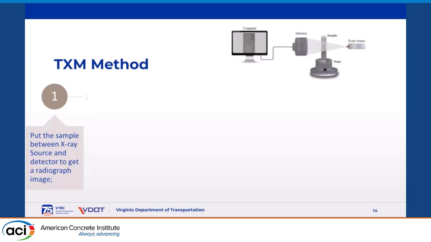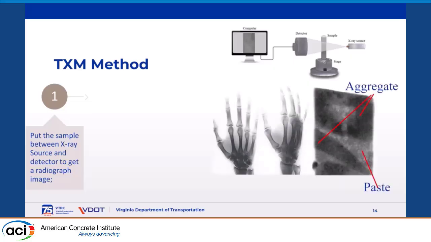What is TXM? In TXM, we put the concrete sample between an X-ray source and a detector. Then the X-ray beam is shot at the sample. Some of the X-rays are absorbed by the sample, and some pass through the sample and reach the detector. Then, similar to the X-ray or radiograph images you can get at a doctor's, the high-density parts have darker gray values, and those that are soft or low density appear as brighter colors.